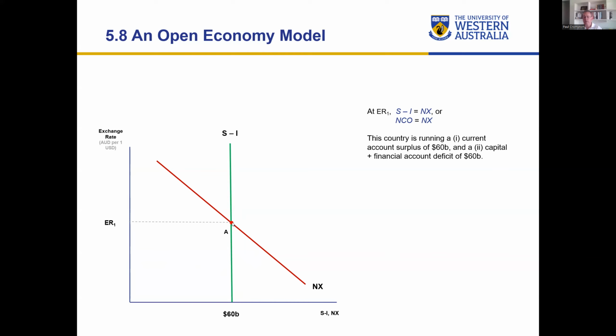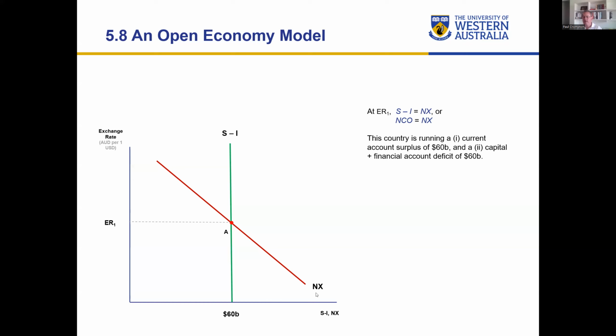At that point, equilibrium's at A, and just like I've got over here, we have a positive value of NX, which means that the current account balance is in surplus to the tune of $60 billion.